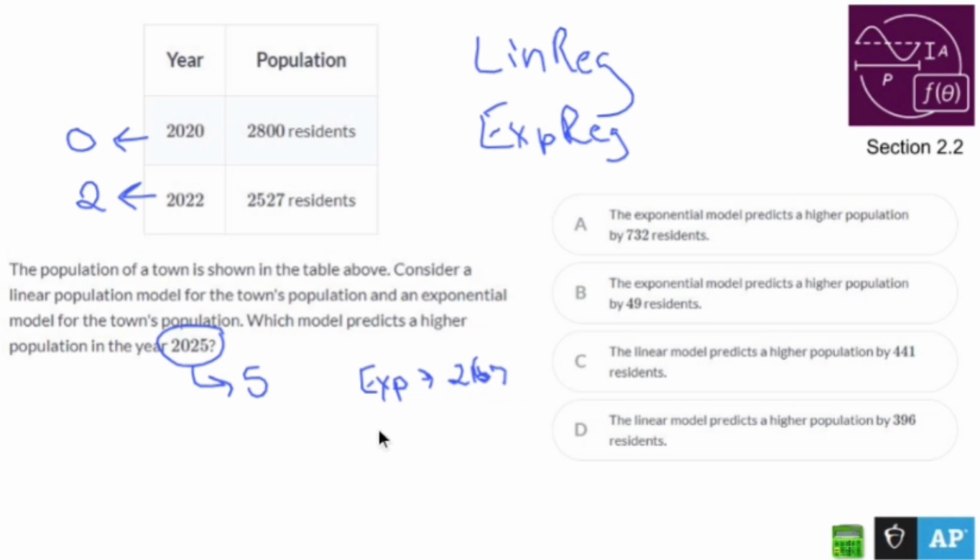And the linear model gave us 2,118. So this is about 50 some more than that, or in this case, 49 more. So the exponential model is a higher population by 49 residents. That seems to be the answer that I wanted. So I'm going with B, baby.